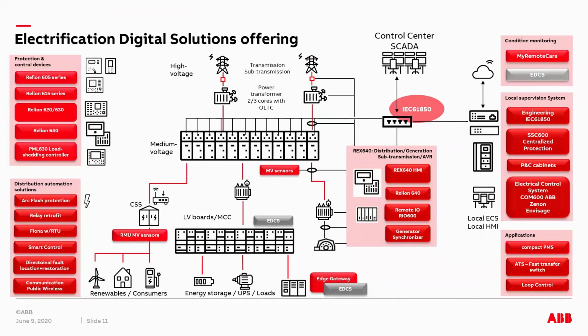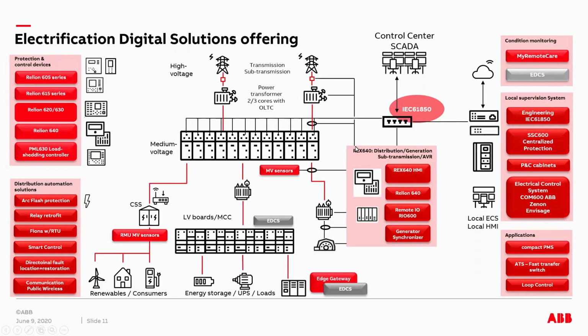So here is an overall view of the different devices and the solutions we can offer for digitizing the switchgear, all the way from sub-transmission level into the distribution level, and of course to the low voltage network. We have different protection and control devices, standalone devices, and also all-in-one devices. I have more details in the upcoming slide.